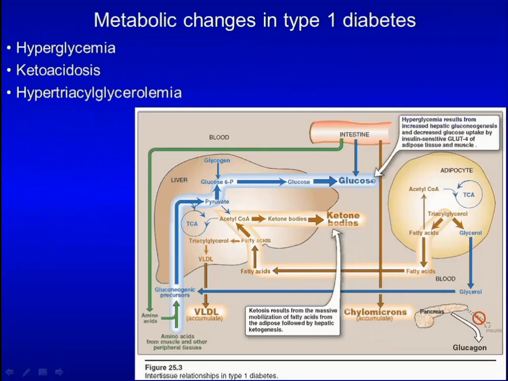Metabolic changes in type 1 diabetes include hyperglycemia, ketoacidosis, and hypertriacylglycerolemia. Ketoacidosis results from massive mobilization of fatty acids from adipose tissues, followed by hepatic ketogenesis. Hypertriacylglycerolemia results from reduced activity of lipoprotein lipase.